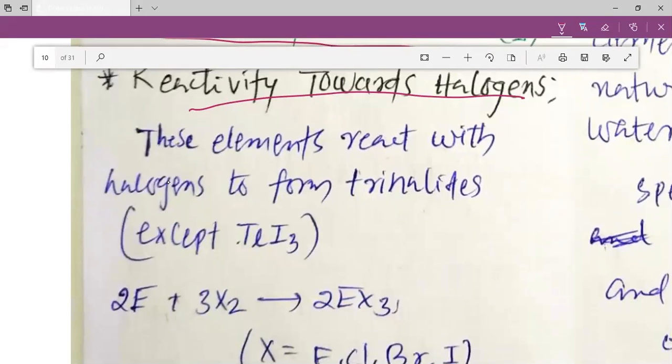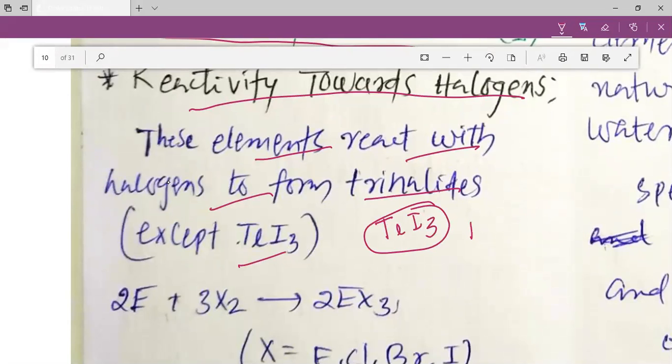So now we'll study the reactivity towards halogen. These elements react with halogen to form trihalides except TlI3. Dear students, thallium iodide is not possible at all. So please remember, thallium in the +3 state does not form iodide at all.